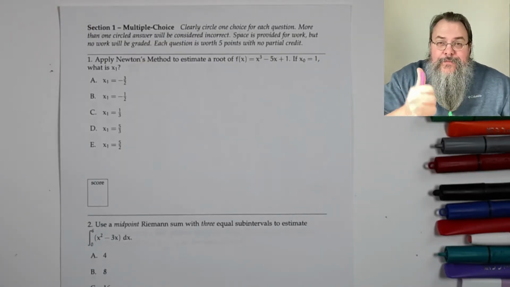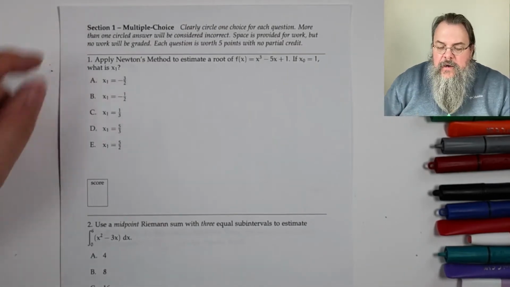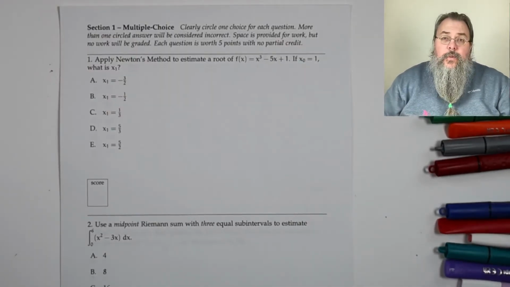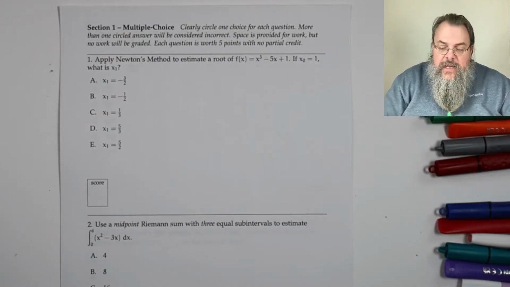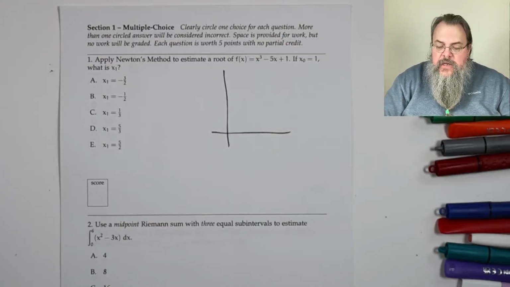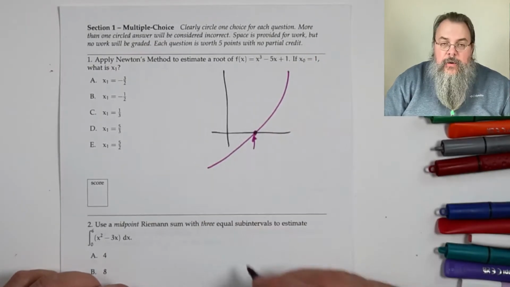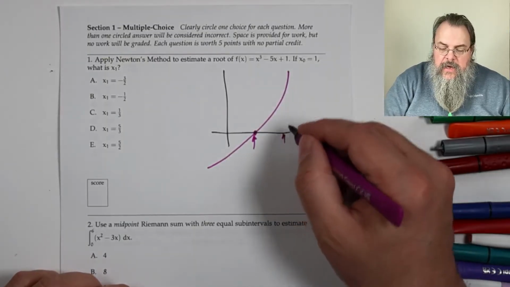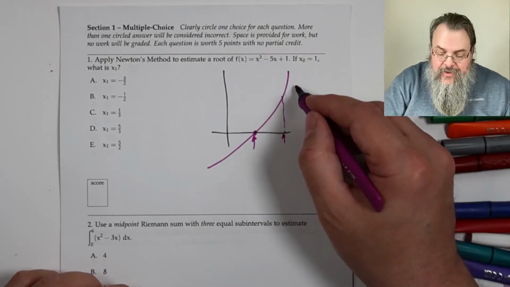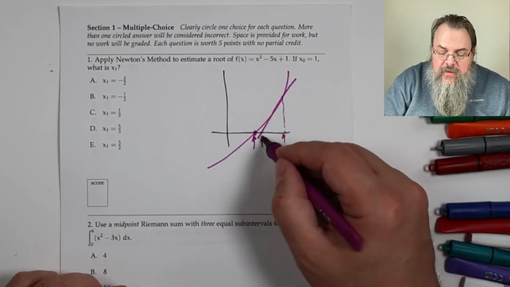All right. Number 1. Apply Newton's method to estimate a root of the function x cubed minus 5x plus 1. And we're told we have an initial guess. What's the next guess? So remember, Newton's method says, we're trying to find a root. In other words, we're trying to find where we cross. And we say, well, I have a guess. It's probably wrong. Most guesses are. That's why they're called guesses. They're not called know-its. But then we say, well, let's use the tangent line to make the next guess.